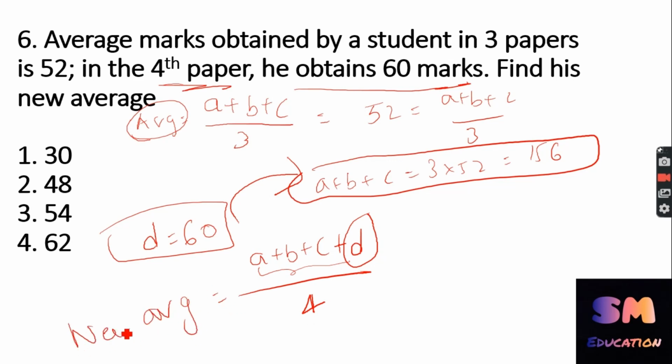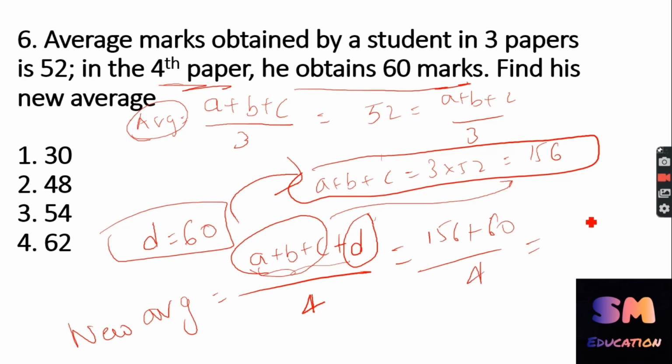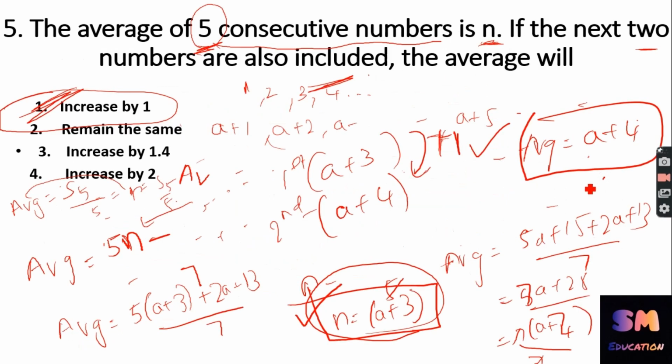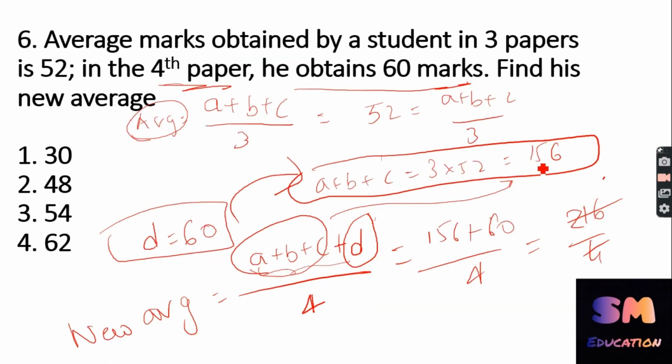Now we need to calculate this new average. Previously we got the value of A plus B plus C. What is the A plus B plus C value? 156, plus D. What is the 4th paper marks? That is 60, divided by 4. It will give you 216 by 4, and when you cancel this, we will get 54. So the option will be 54.